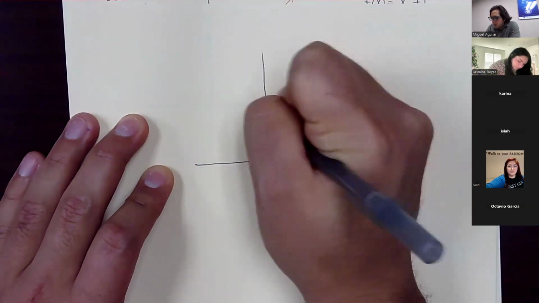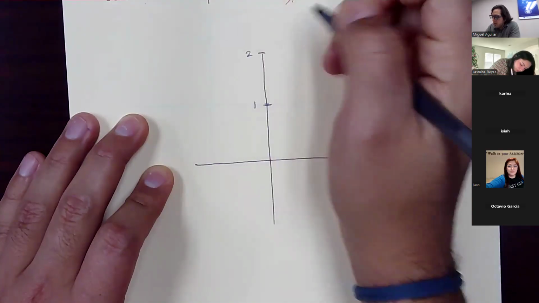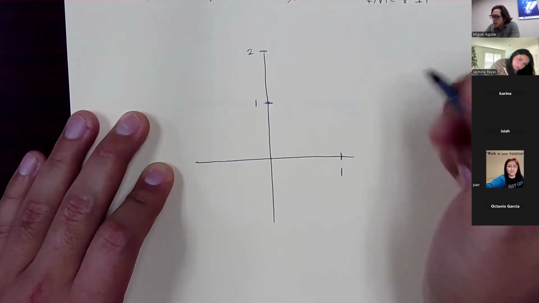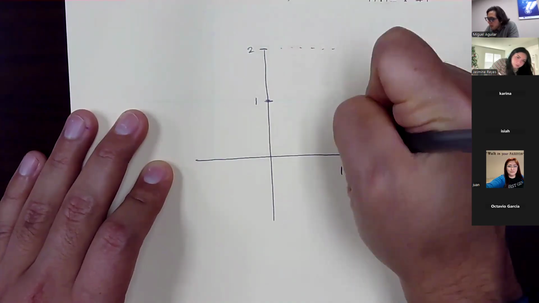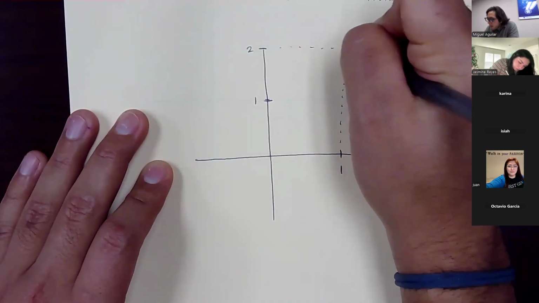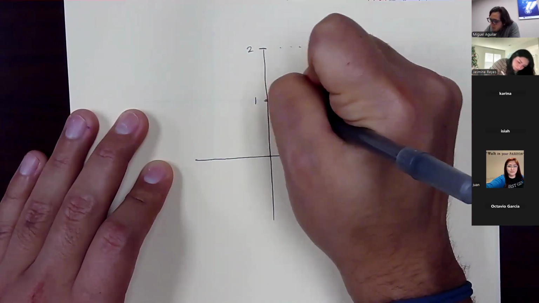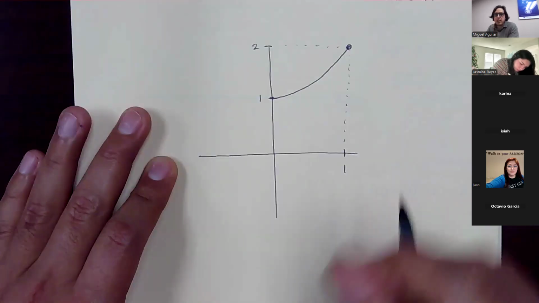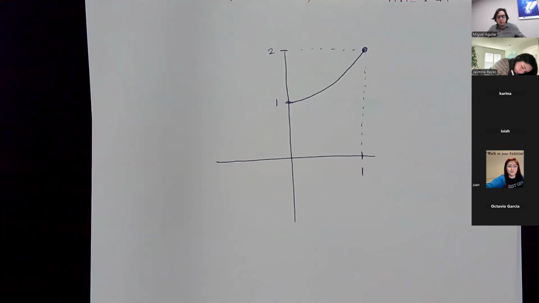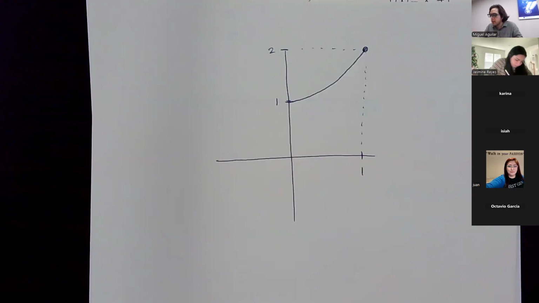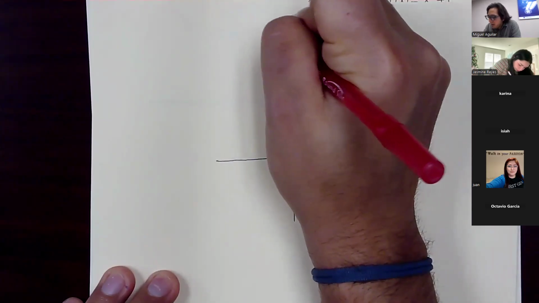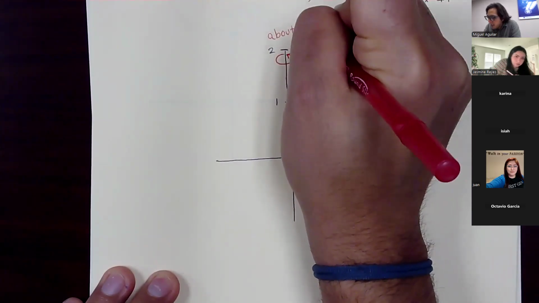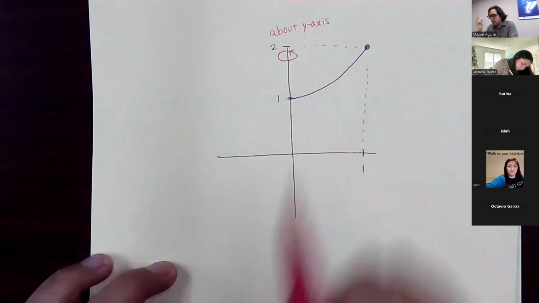I know that this is 1, and I know that this is 2, and this is 1, and the graph looks something like that. And we're rotating around the y-axis, right? So we're rotating around here about the y-axis.